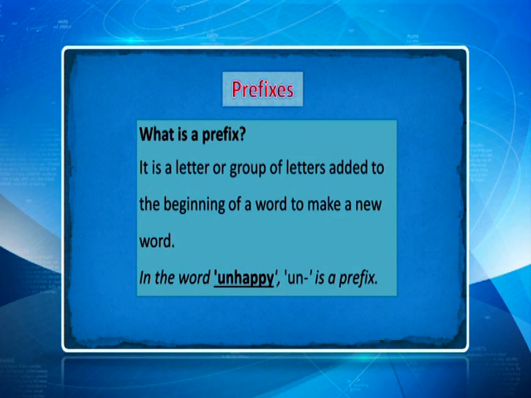With prefixes, we add them to the beginning of words to make new words, to give new meanings. So here the example we have, it says, in the word unhappy, un is a prefix. So un, which is made up of the letters U and N, is added to happy to give the opposite of happy, which is unhappy. And another word for that, of course, is sad.